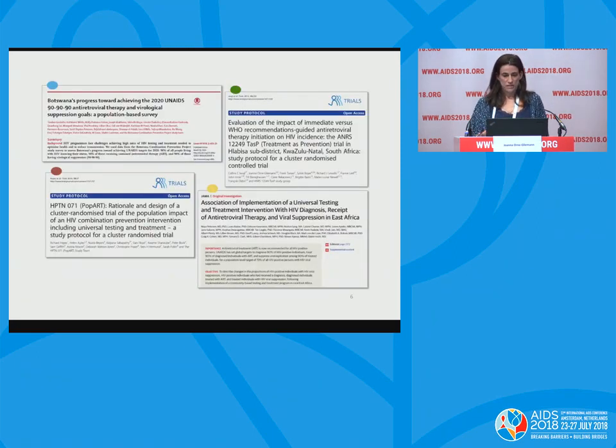So in this brief presentation, it's going to be very much summarized and simplified. So I really encourage you to refer to the trial protocols and some of the trial publications if you want more specifics and more details on each of the 4 trials.